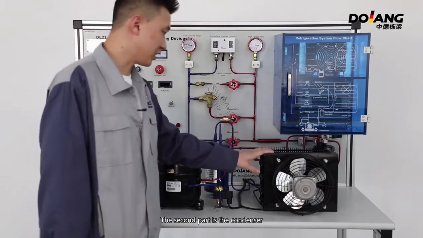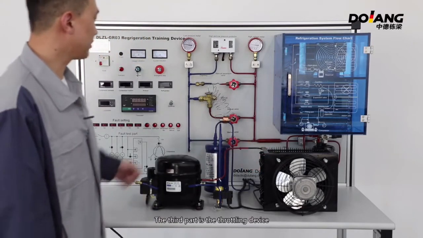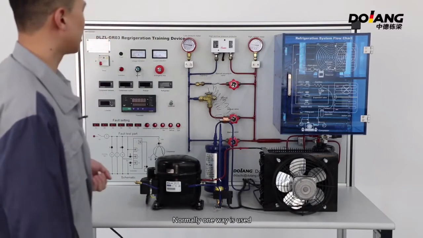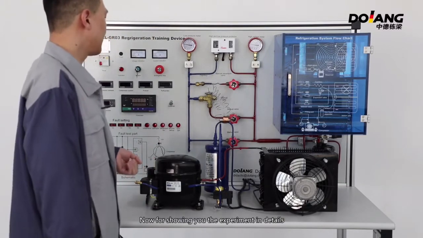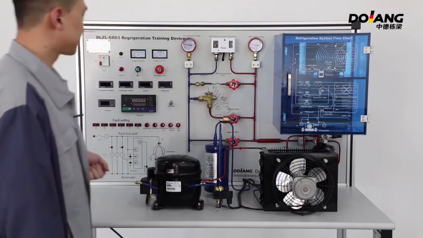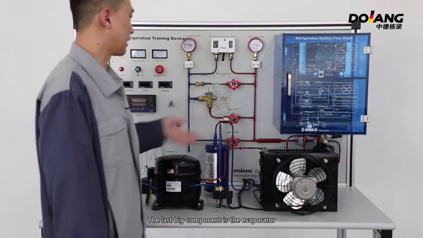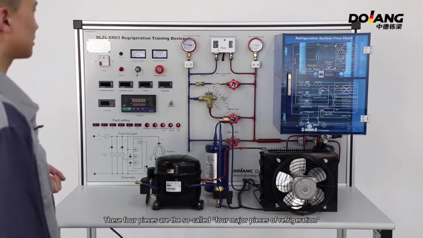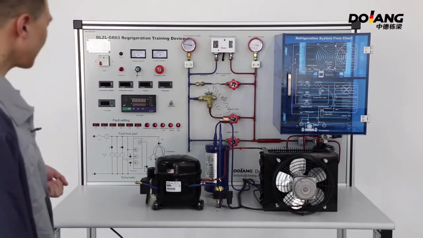The second part is a condenser. The third part is a throttling device. Normally one way is used. Now for showing you the experiment in details, we use 3 ways. The last big component is the evaporator. These 4 pieces are all the so-called 4 major pieces of the refrigeration.